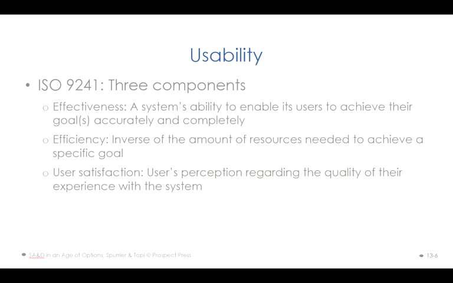Just to refresh your memory, the two most important concepts in the technology acceptance model are perceived effectiveness and perceived ease of use. And here we see effectiveness and we also see user satisfaction. Both are very close to each other.